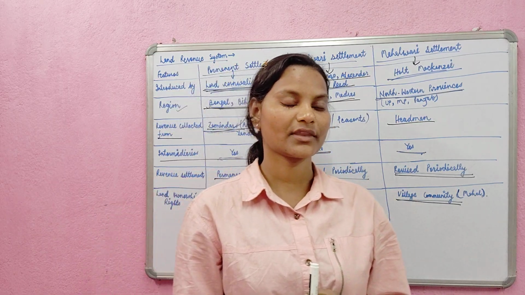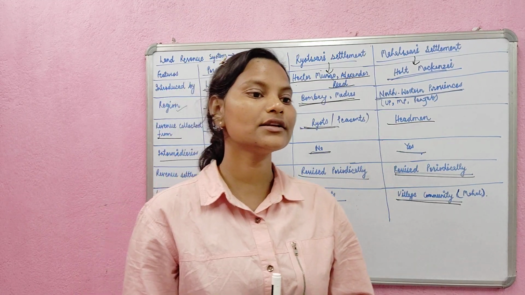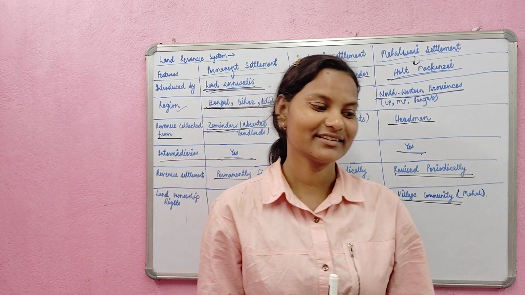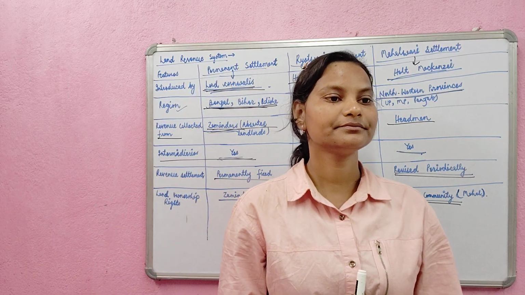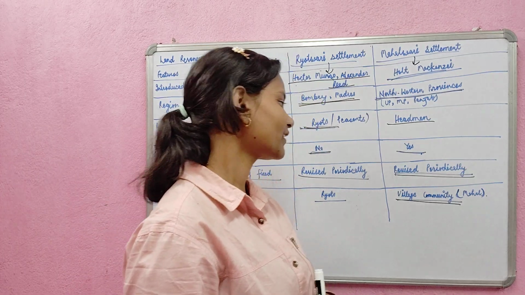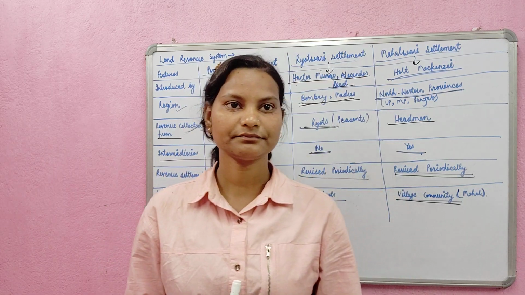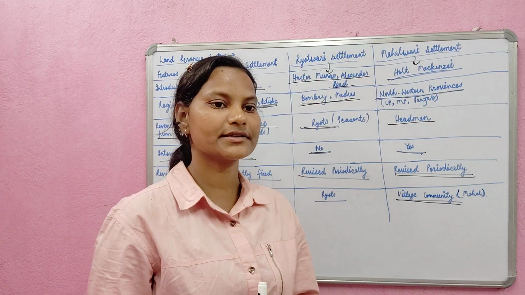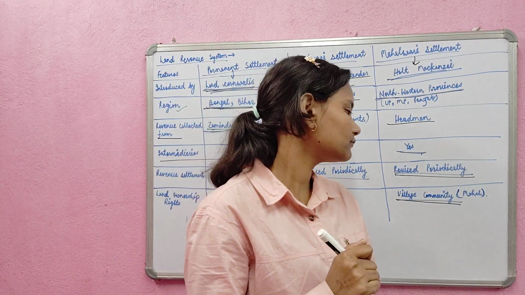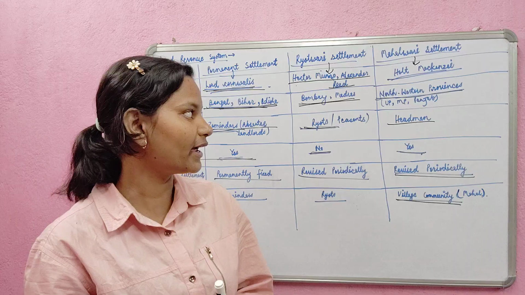Mahalwari settlement was introduced by Holt Mackenzie. It was implemented in the region of the northwestern provinces, UP, MP and Punjab. The revenue was collected from the headman. Were there intermediaries in the Mahalwari settlement? Yes. The revenue was fixed or revised? Revised periodically. The land ownership right was in the hand of the entire village community, that is Mahal.